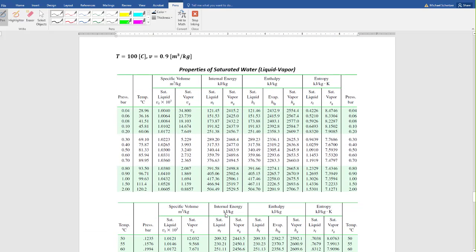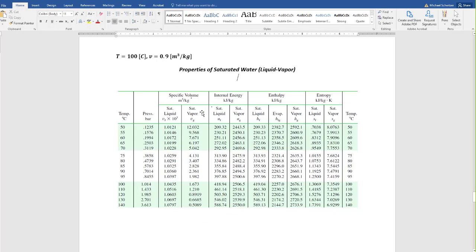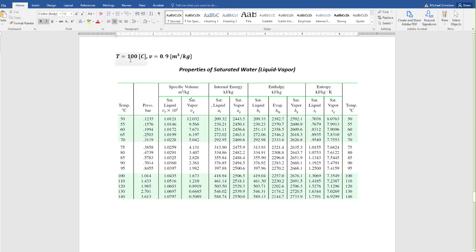Now, this last one, I just want to bring something to your attention. The temperature is 100 degrees. Because we have temperature, we're not going to use this pressure chart, so I can get rid of the pressure chart here. Now we have this 100-degree line.